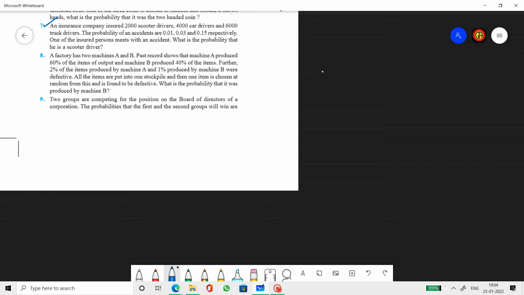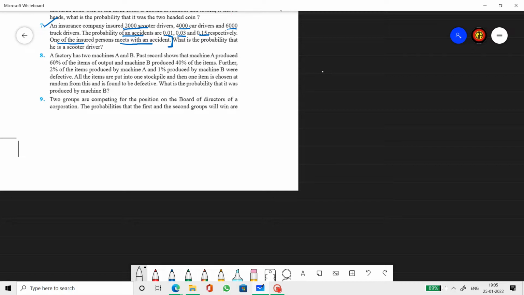An insurance company insured 2,000 scooters, 4,000 car drivers, and 6,000 truck drivers. The probability of an accident is 0.01, 0.03, 0.15. One of the insured meets with an accident. So let's do it till here first. Probability of an insured meeting with an accident.